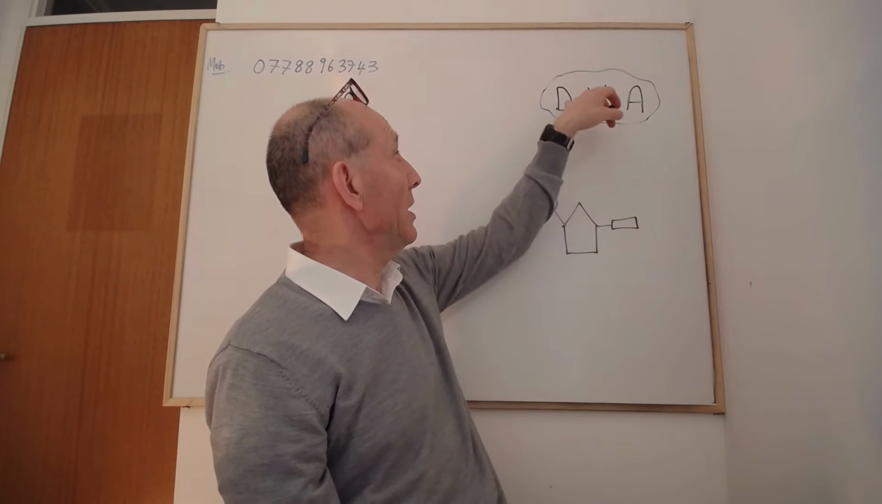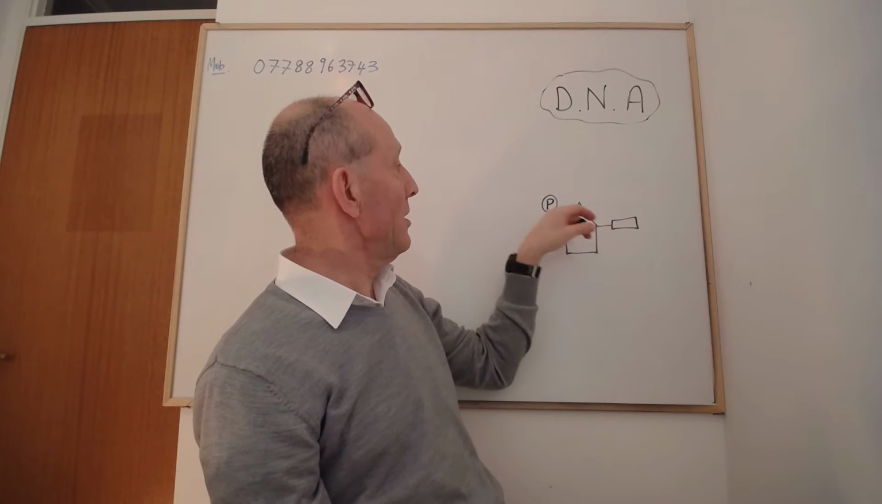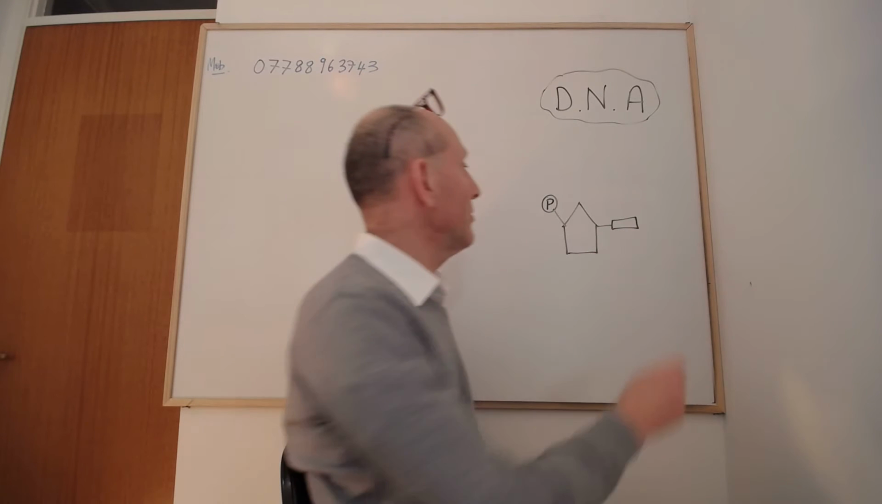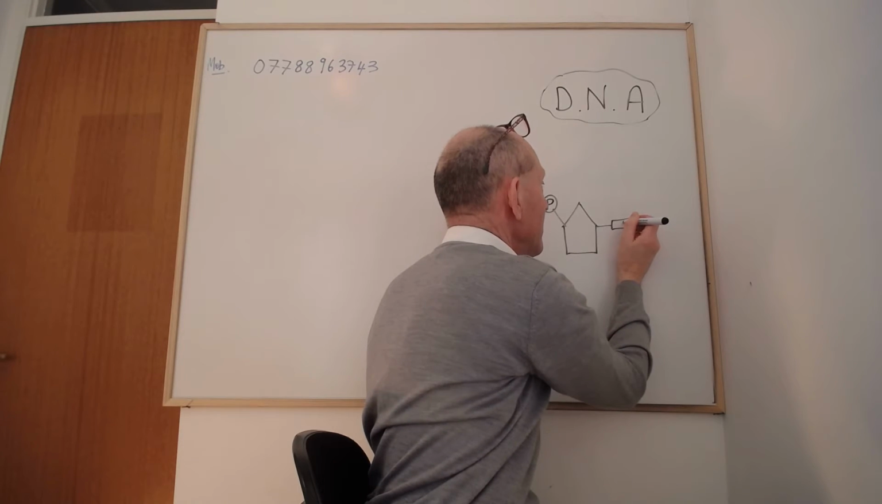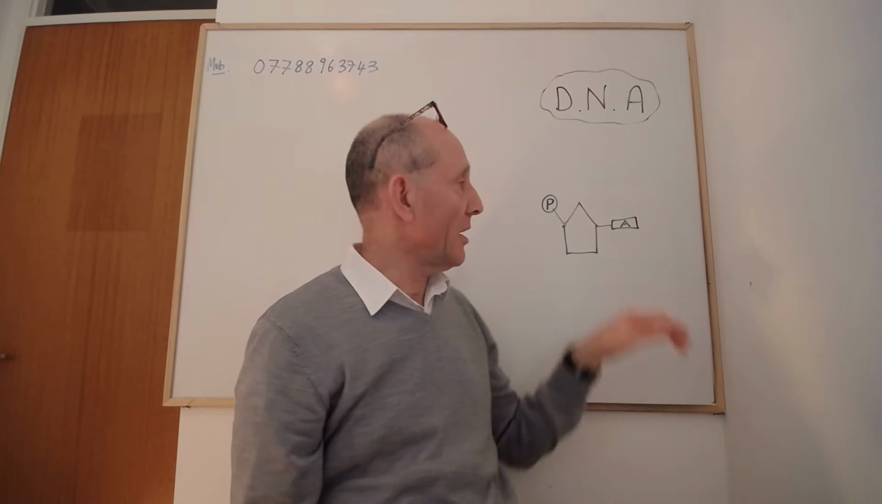So we're talking DNA here. That's the D in DNA, the deoxyribose sugar, and the phosphate group. And then this in the center could be a base. So this could be, for example, the base A, which stands for adenine. Okay. So there's a nucleotide.